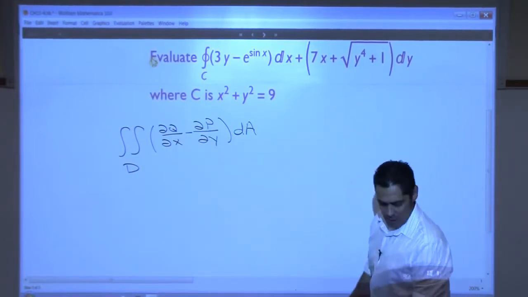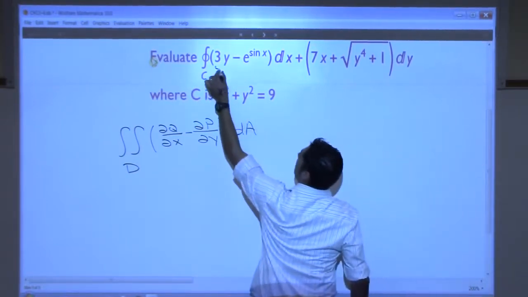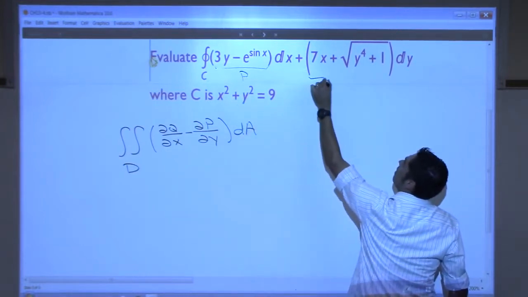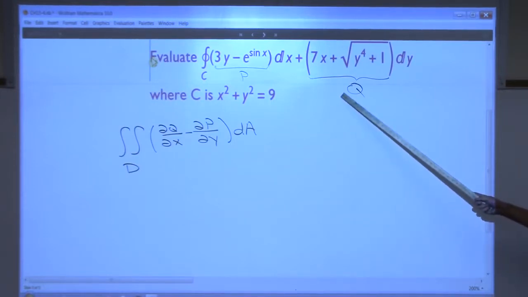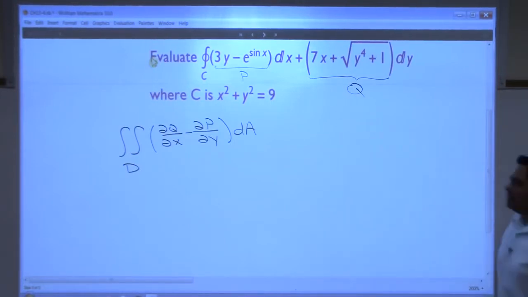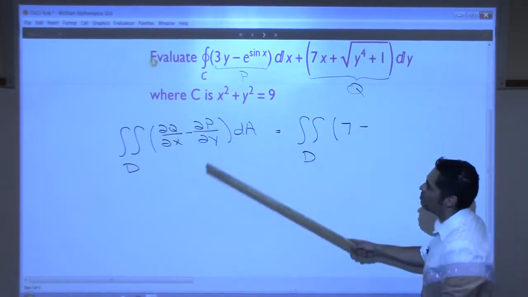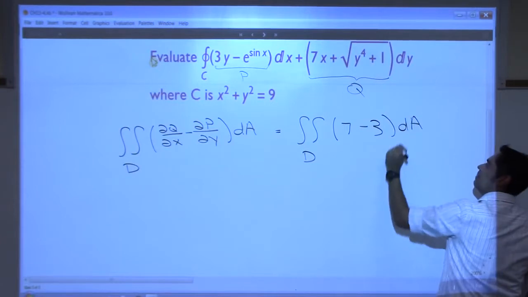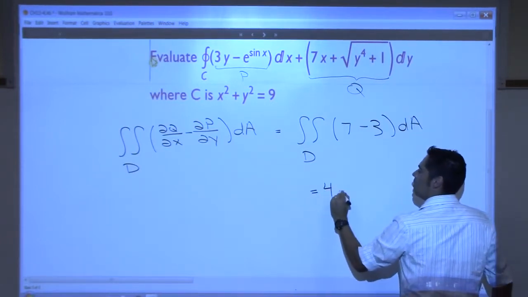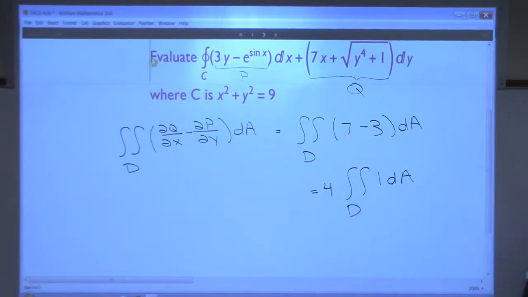And what is the p function? Yeah, this whole thing, right? That's p. And this right here is your q, right? What's the partial of q with respect to x? 7. Right? 7 minus, what's the partial of p with respect to y? 3. dA, which is just 4 double integral over D of 1 dA. And this is the area of D.